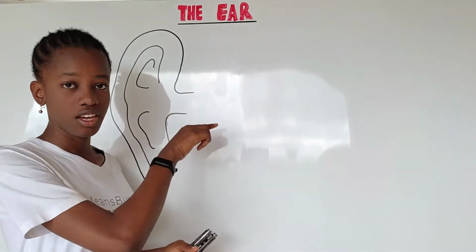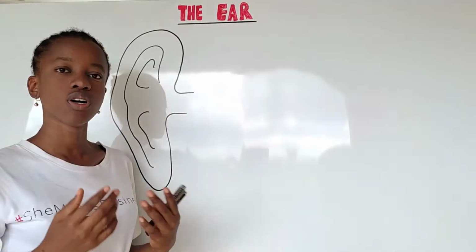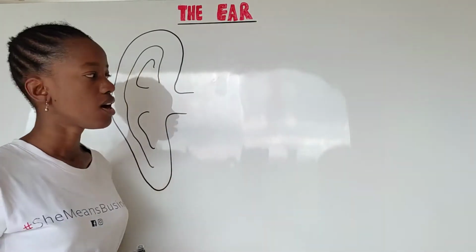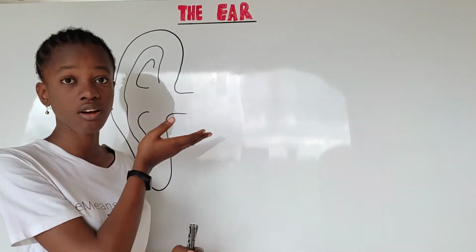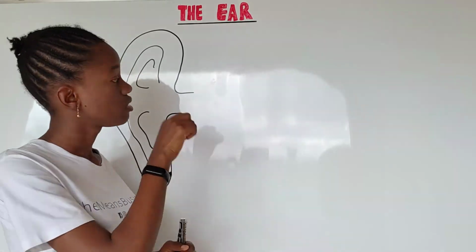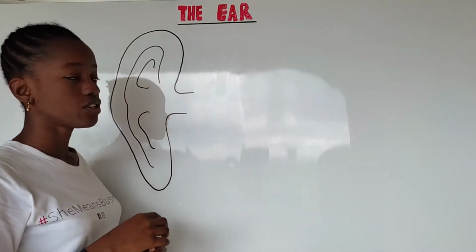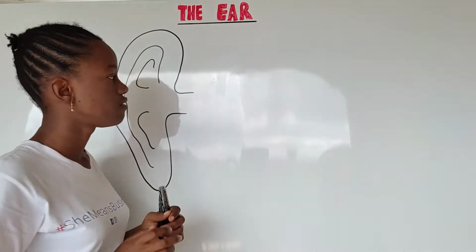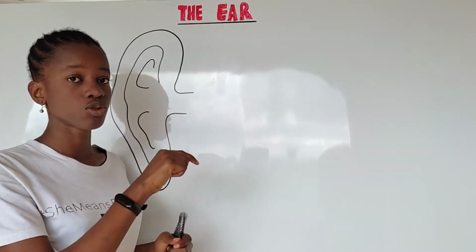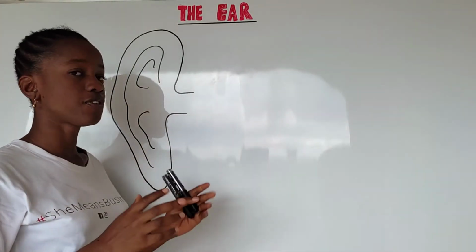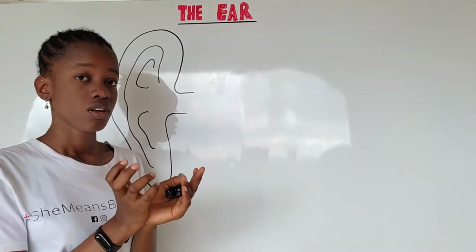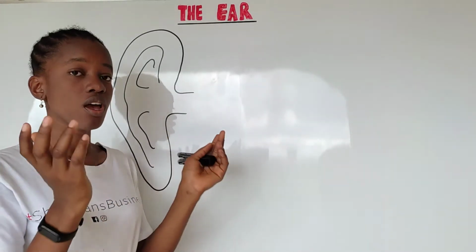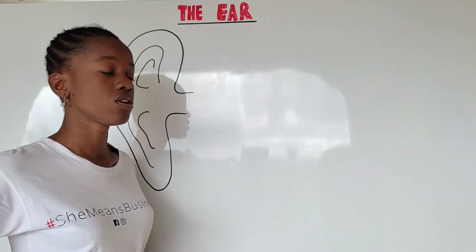And the pinna leads to the ear canal, which we are going to draw later. So what's the use of the pinna? The pinna is used to collect sound waves from the environment and pass them through the ear canal, making them impinge on the eardrum. It just functions like a funnel. You know a funnel? It collects water and passes it into the vessel, and that's the same way the pinna functions. It collects sound waves and passes them through the ear canal to the eardrum.